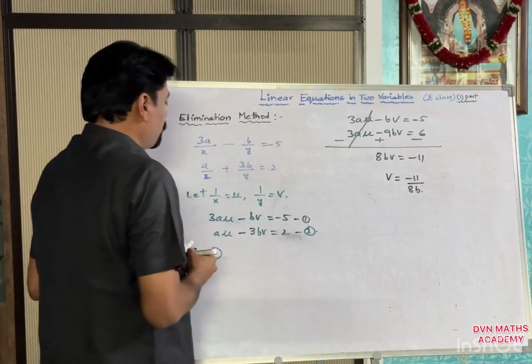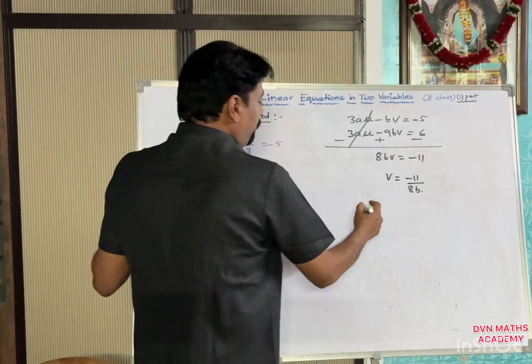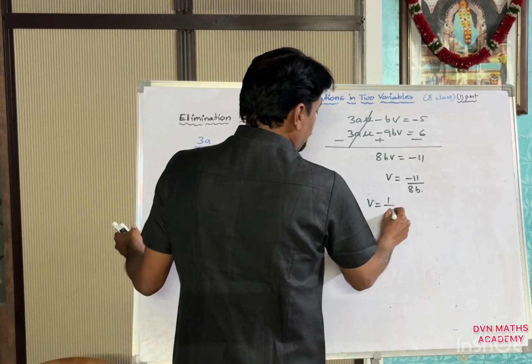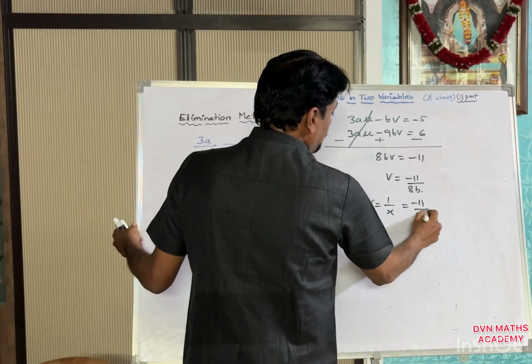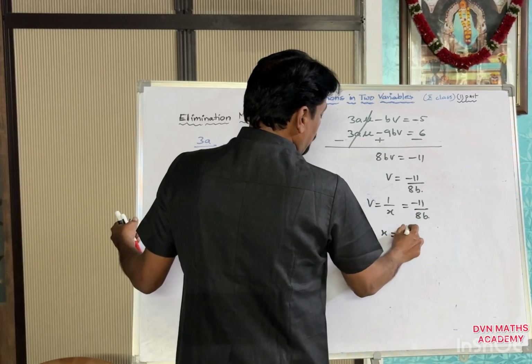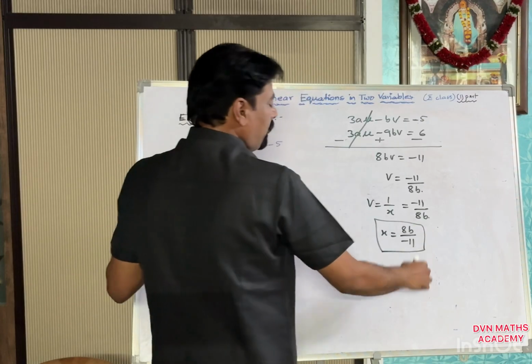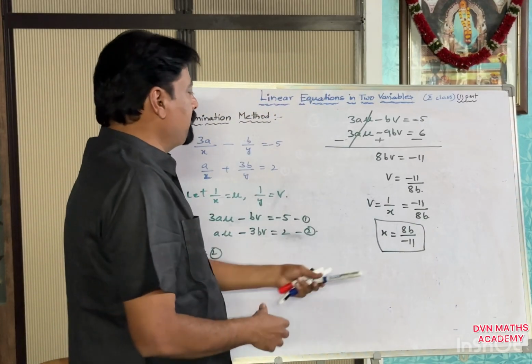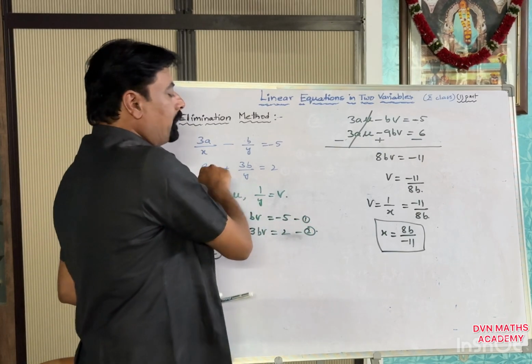So you got the value of v, but here v is equal to 1 by y. So 1 by y is equal to minus 11 by 8b, so y is equal to 8b by minus 11. Like this you can find the value of y. And if you substitute this value in equation 1 or 2, you will get the value of x.